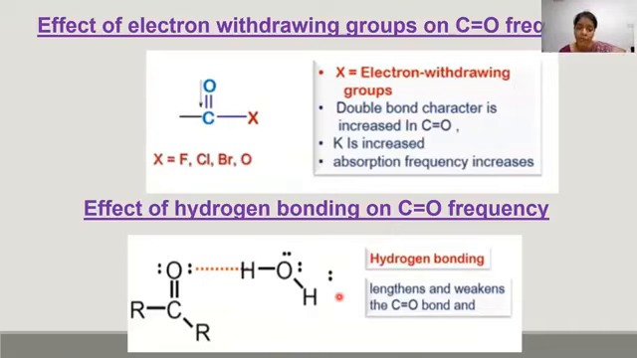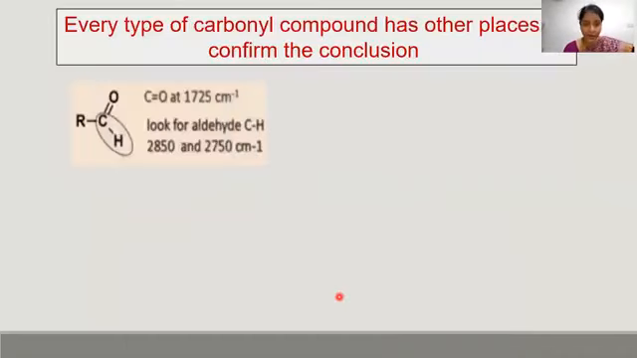Similarly, in the case of acids, the carbonyl group is involved in hydrogen bonding. Because of hydrogen bonding, this will decrease the value of the force constant, increase the bond length, and it may weaken the carbon-oxygen bond. When the force constant of the carbon-oxygen bond decreases, it shows absorption below 1700.